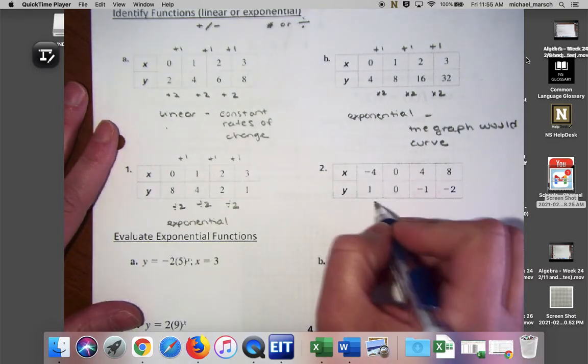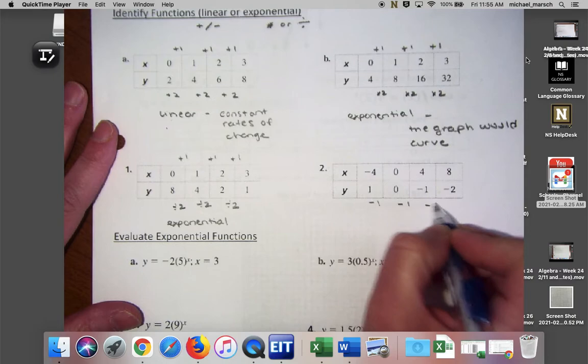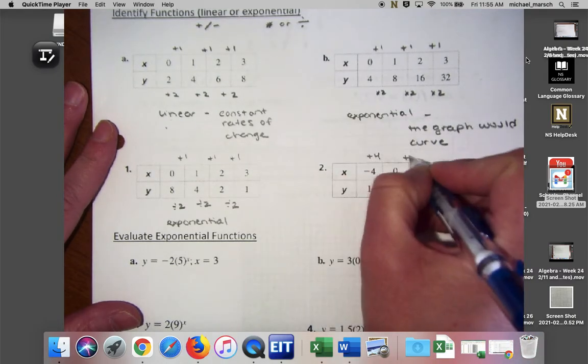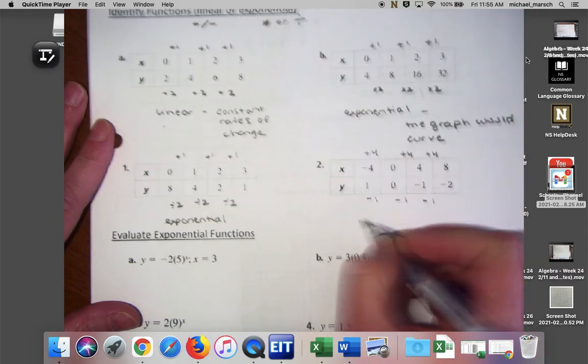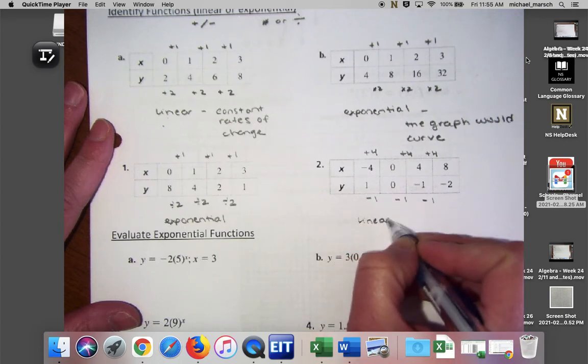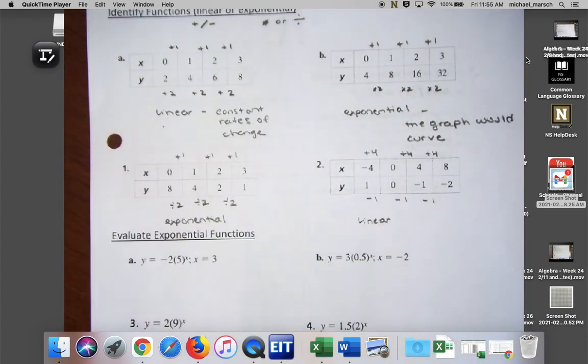It is linear because we are subtracting 1 for our y's and adding 4 for our x's. That's adding and subtracting. We're going to get a straight line if we were to graph that.